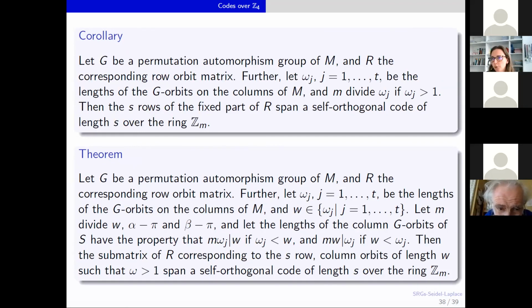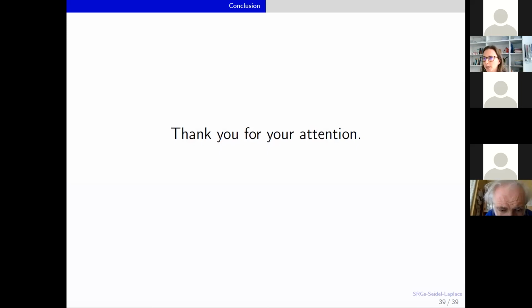It stays now to try to find nice examples and try to go deeper in this way of research. So I hope the idea was to show you how one can use matrices that are related to graphs in order to obtain nice results also in coding theory. And with this, I would like to stop my talk, and I would like to thank you very much for your attention.